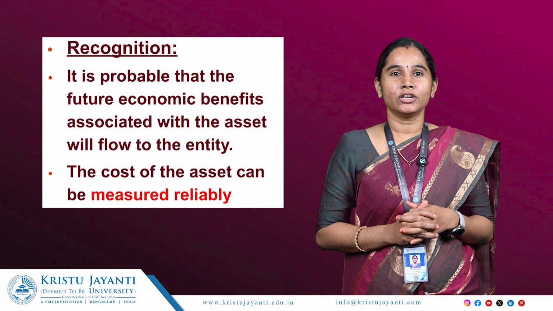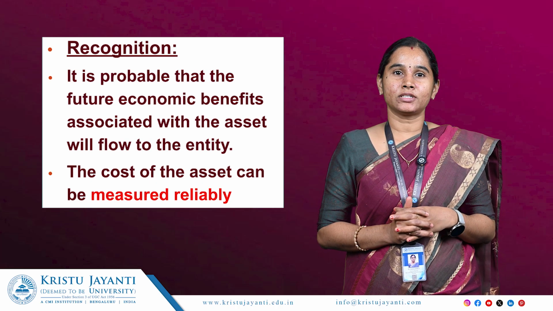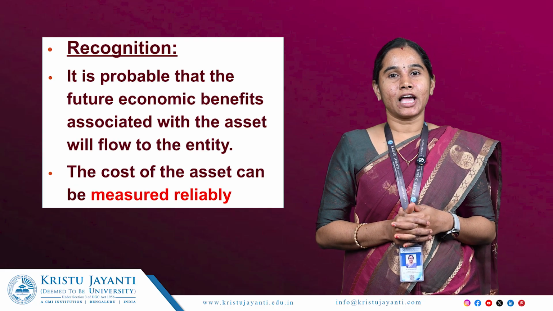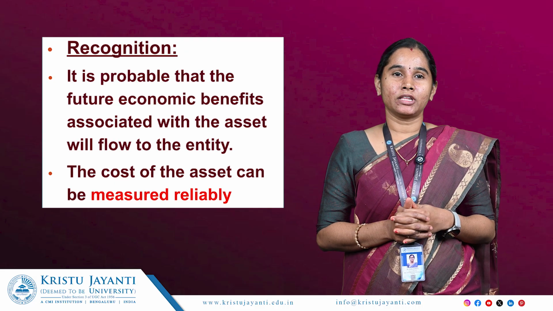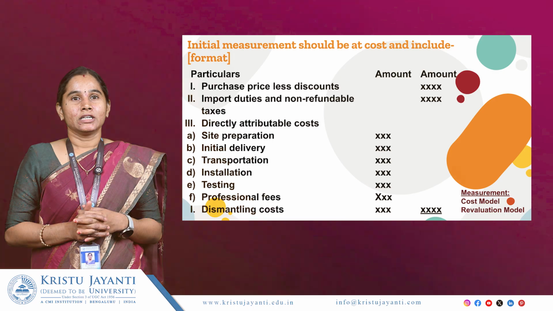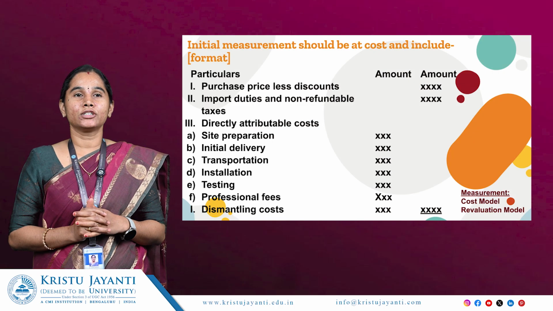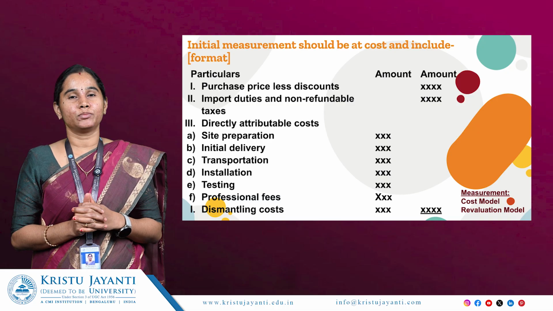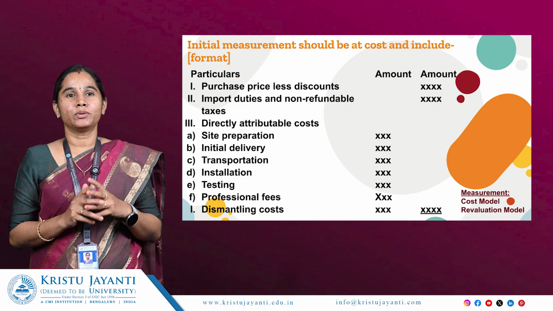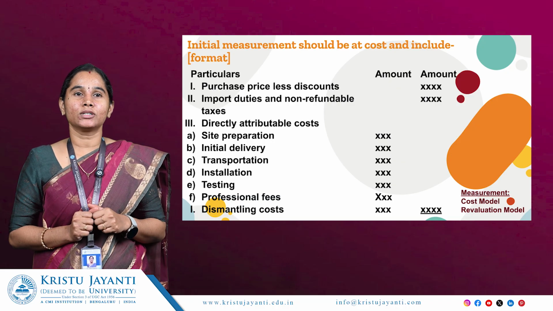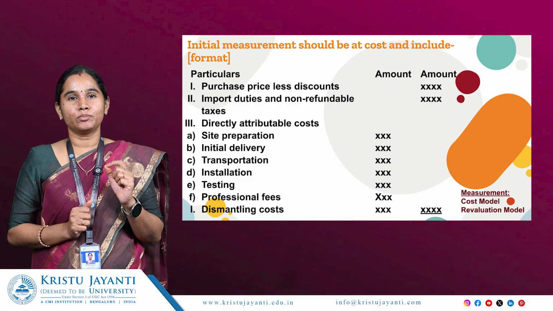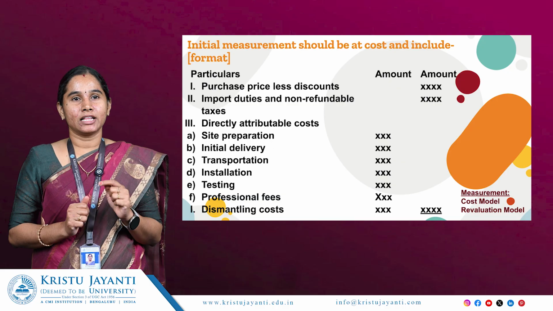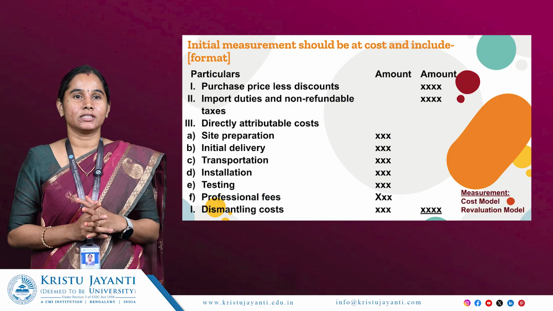Next, recognition: the future economic benefits associated with the property, plant and equipment need to be probable, and the cost has to be measured reliably when it comes to the value of the asset. This is the format for initial measurement when an organization decides to purchase plant, property and equipment. While purchasing the asset, they will start with the purchase price. If any supplier has given a discount, that will be deducted, and the final price will be the first item.